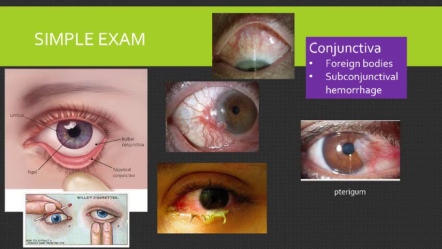So let's start by talking a little bit about a simple exam. If we go through conjunctiva, you need to physically get up in the patient's face and look at the conjunctiva. You need to peel back their eyelids and look around. You need to tell them to look up, down, right, left, sideways, back and forth until you have seen all of the conjunctiva. I also want to mention that you need to flip eyelids because remember that the inner part of the eyelids are considered palpebral conjunctiva. So that is part of your conjunctival exam.